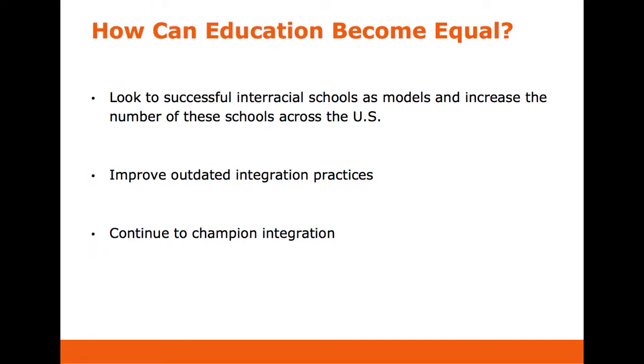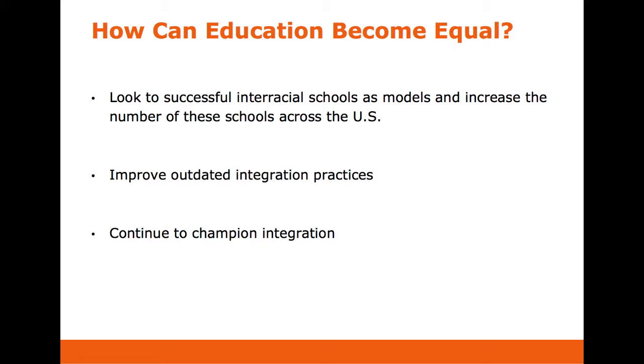Several remedies to our beleaguered school systems are routinely suggested from the researchers that consider these issues. First, our schools should look to successful interracial schools as models and increase the number of these schools across the United States. Second, our schools should improve outdated integration practices.